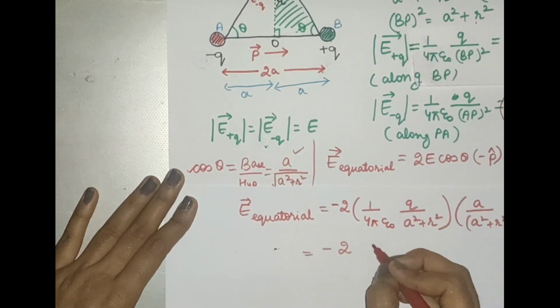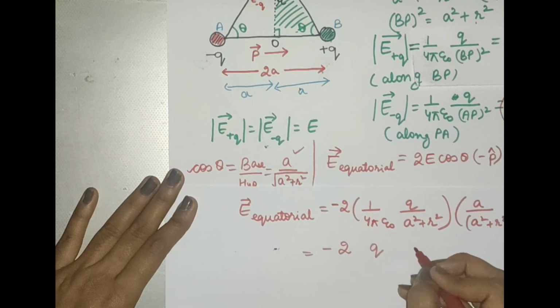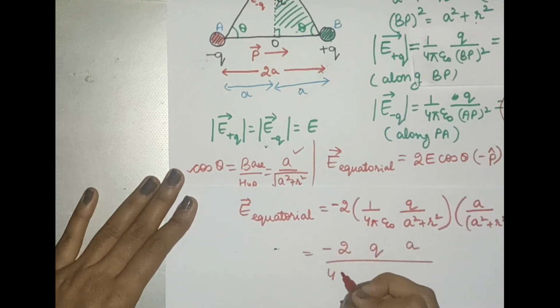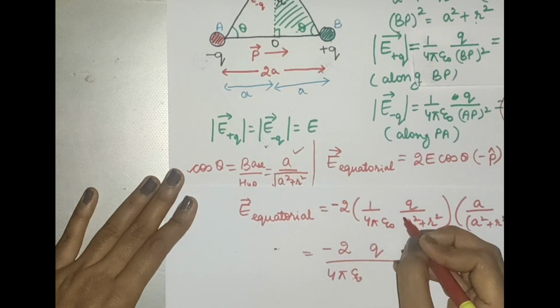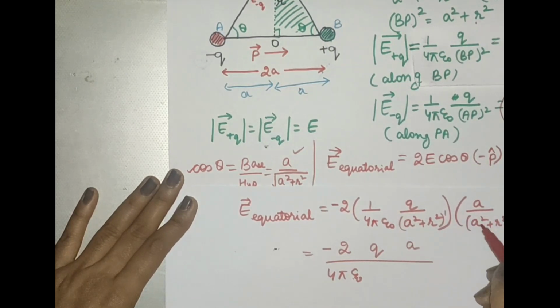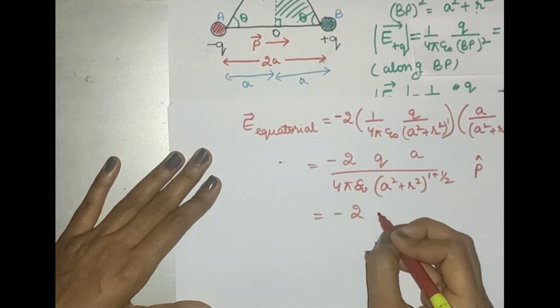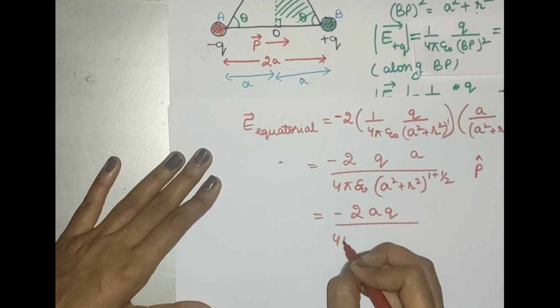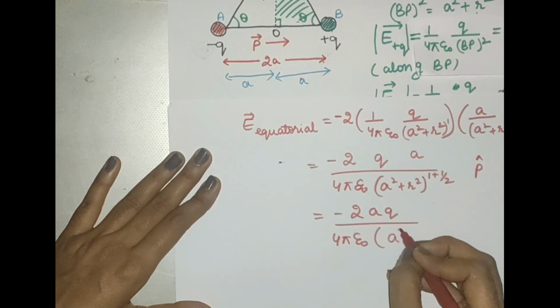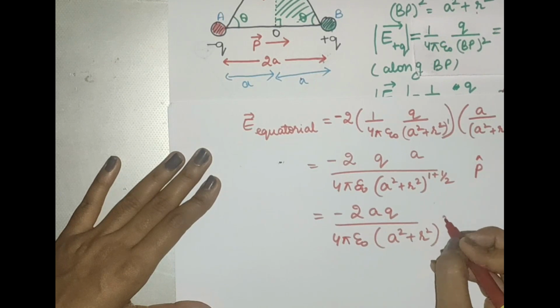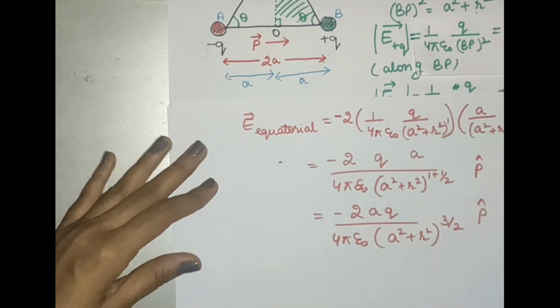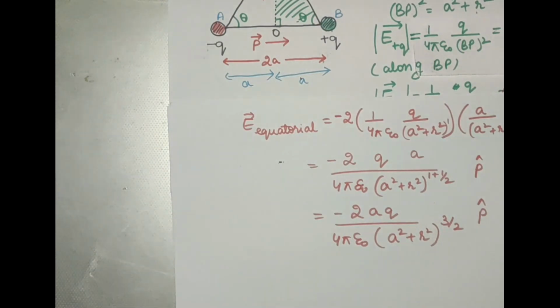So I get minus 2. On top I have Q and A, and in the denominator I have 4 pi epsilon naught. This is A square plus R square to the power 1, and this is A square plus R square to the power 1 by 2. So when I add them, I get A square plus r square whole to the power 1 plus 1 by 2 with my unit vector. So if I open it, it is minus 2aq upon 4 pi epsilon naught a square plus r square whole to the power 3 by 2 p vector. I hope you're clear up till this point.